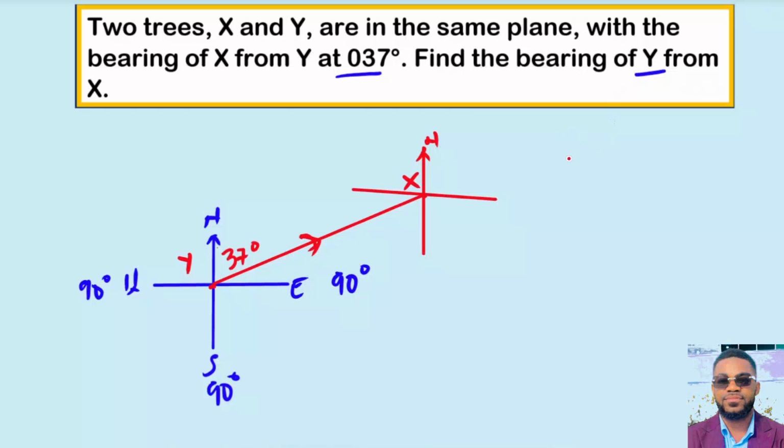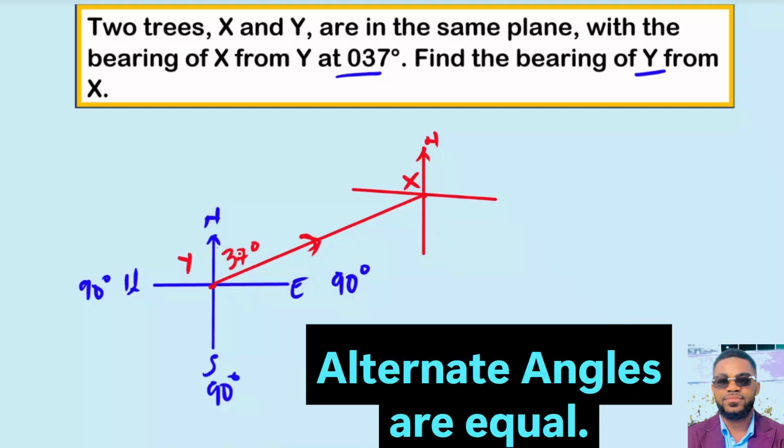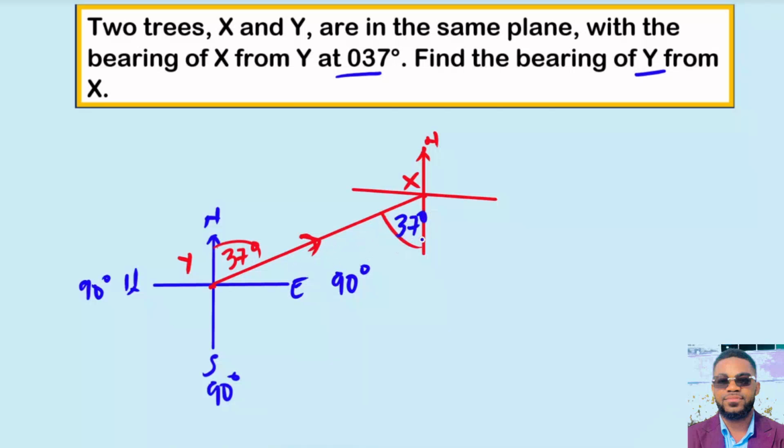Before we do that, we are going to deploy a certain angle property here. The angle property that we're going to use is alternate angles. You can see that this angle here, 37 degrees, and that of this angle, they alternate. In fact, they form the Z shape. So here too is going to be 37 degrees. The reason is simple: they are alternate angles. And now that we have our 37 degrees here, we can go ahead and find the back bearing, that is Y from X.